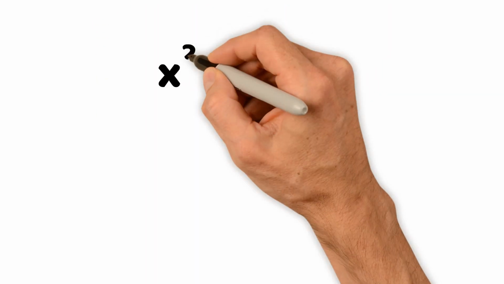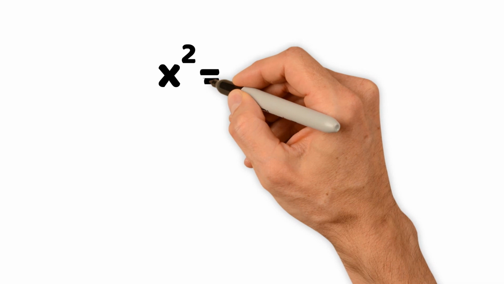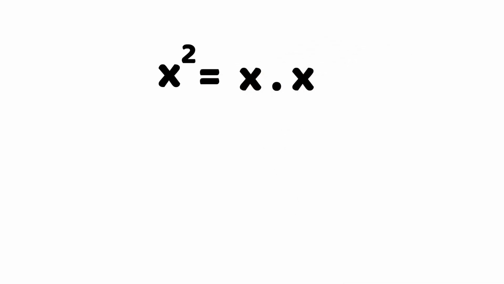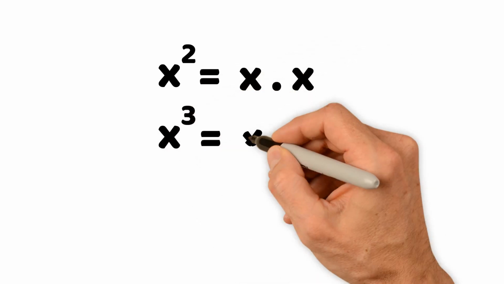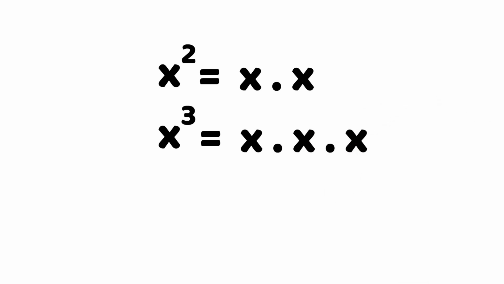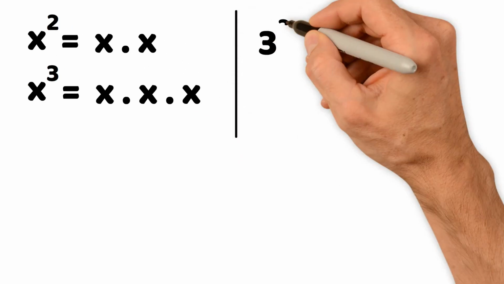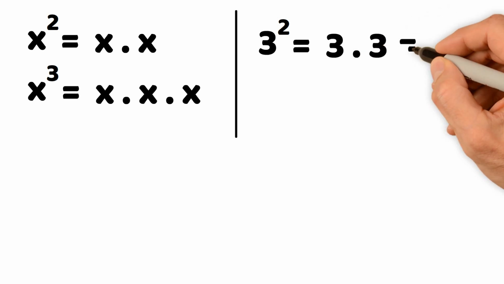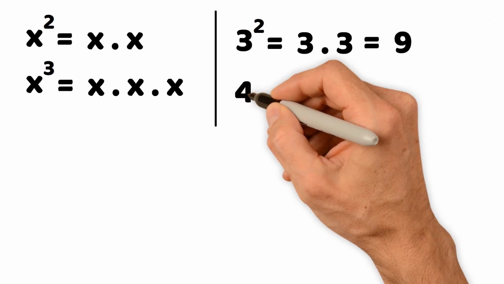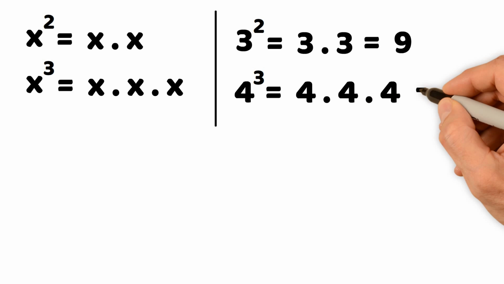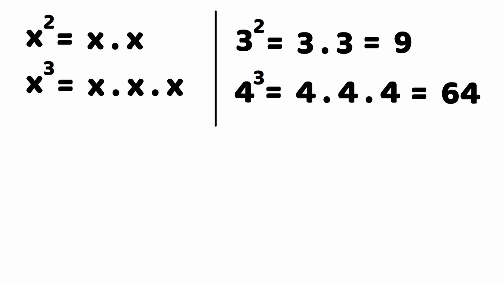Recall that x to the second power, or x squared, means x times itself 2 times, and x to the third power means x times itself 3 times. For example, 3 squared, or 3 to the second power, is 3 times 3, which is 9. And 4 to the third power is 4 times 4 times 4, which is 64. The same is also true for other powers.